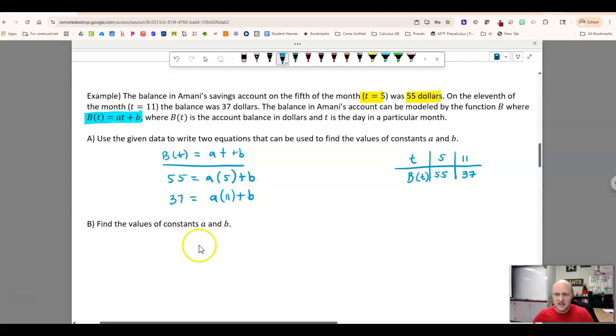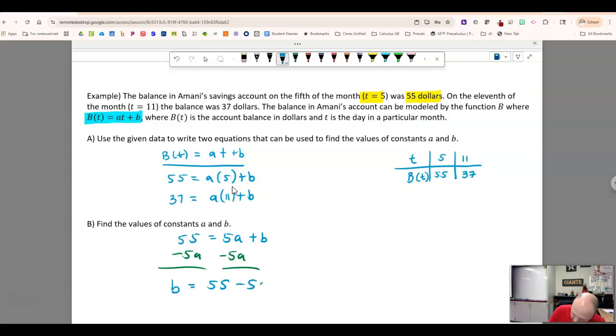And then they say, find the values of the constants a and b. And so I have two equations here. And what I'm going to go ahead and do is solve for one variable. So let me go ahead and rewrite this. 55 is equal to 5a plus b. And I'm just going to solve for b. I'm going to subtract 5a on each side, minus 5a. And we get b is equal to 55 minus 5a.